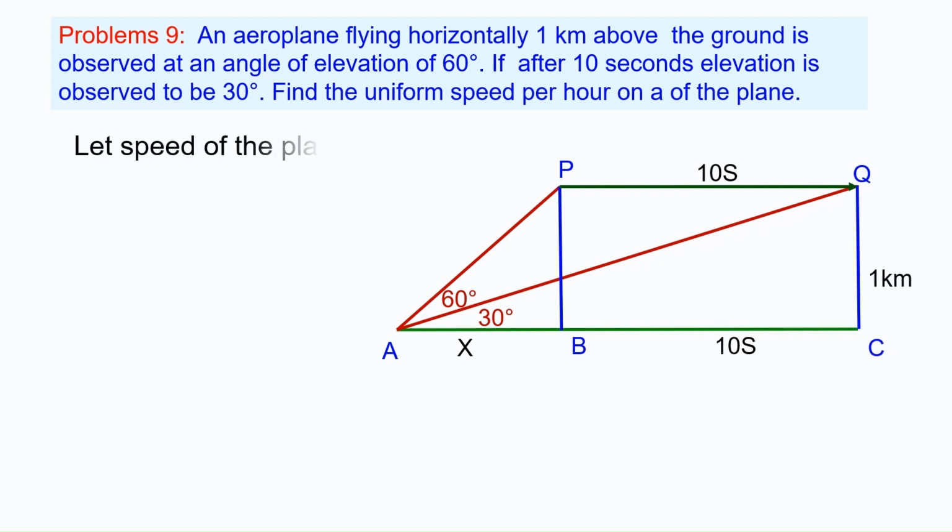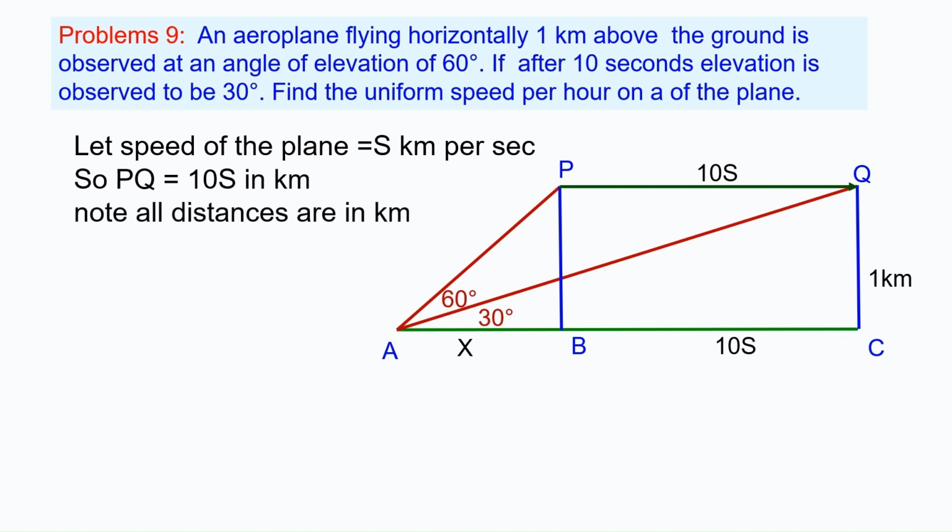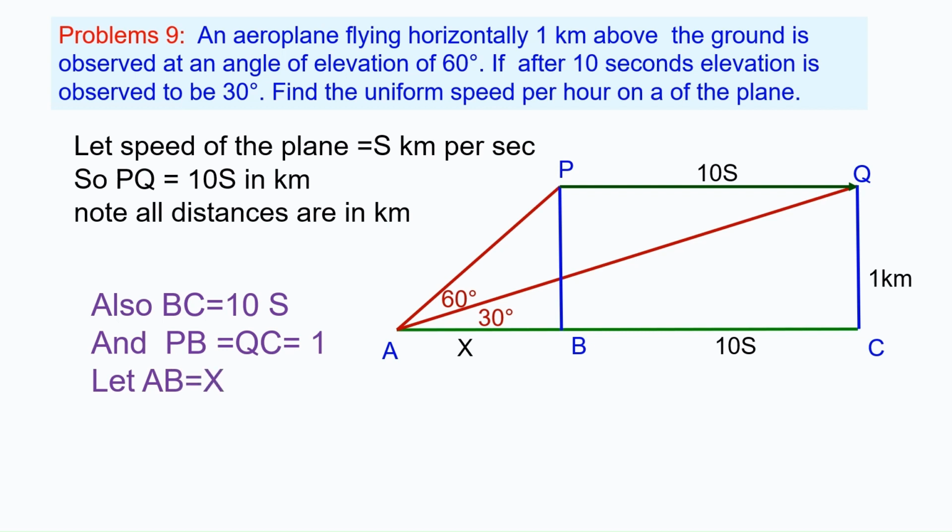Let the speed of the plane equal s km per second. So PQ equals 10 times s in kilometers, and note all distances are in kilometers. Also BC equals 10 times s, and PB equals QC equals 1. Let AB equal x.